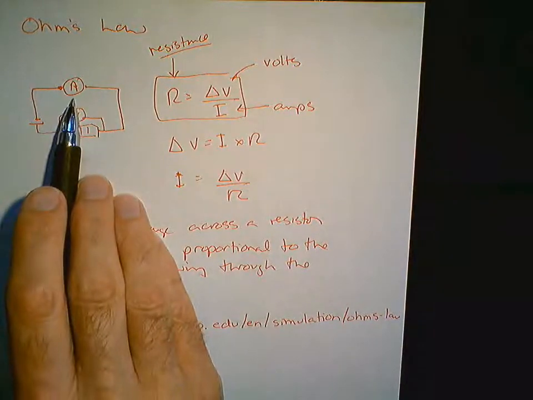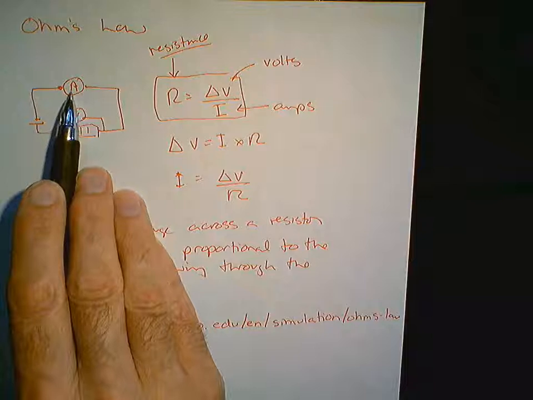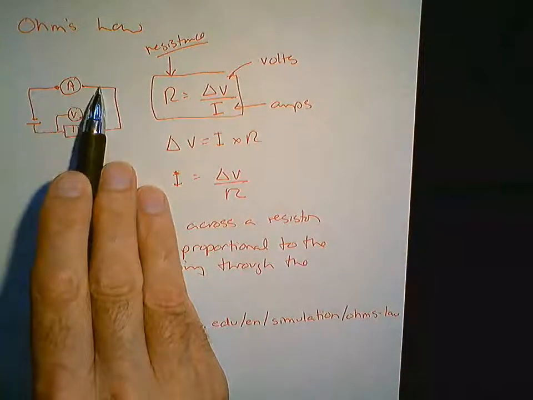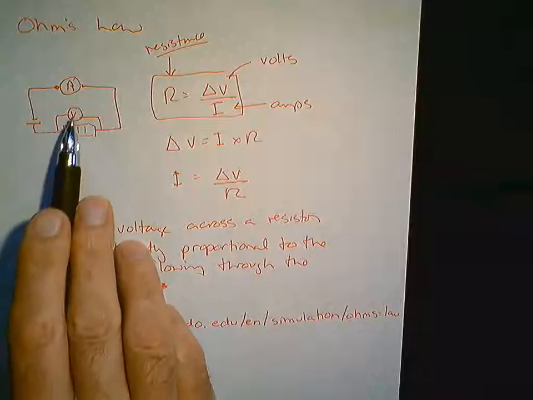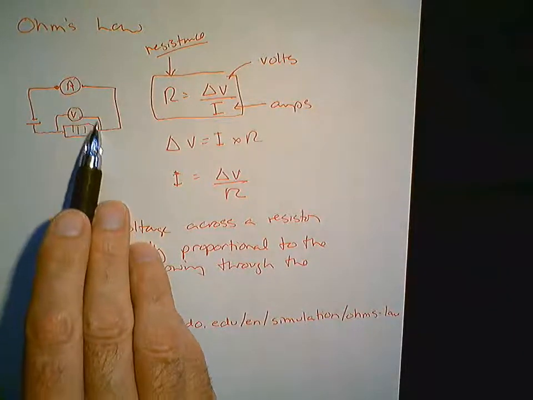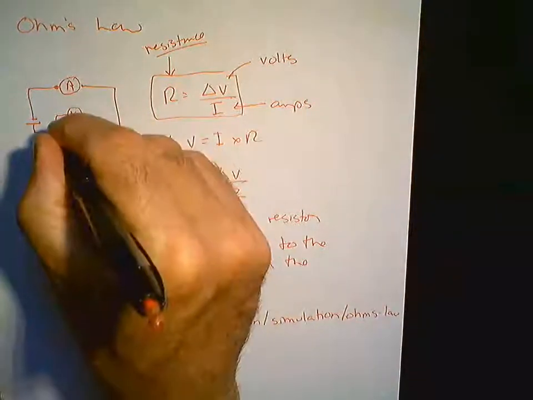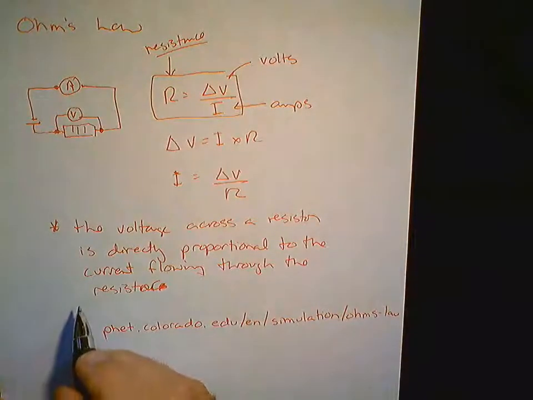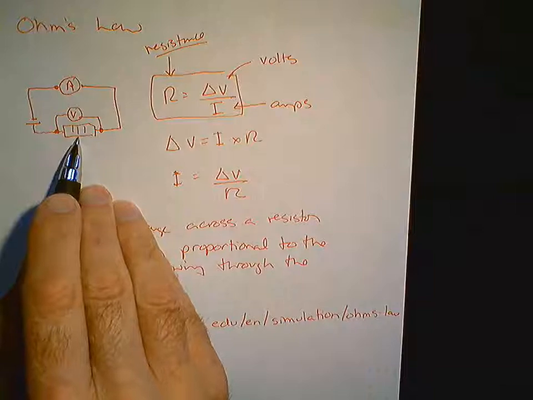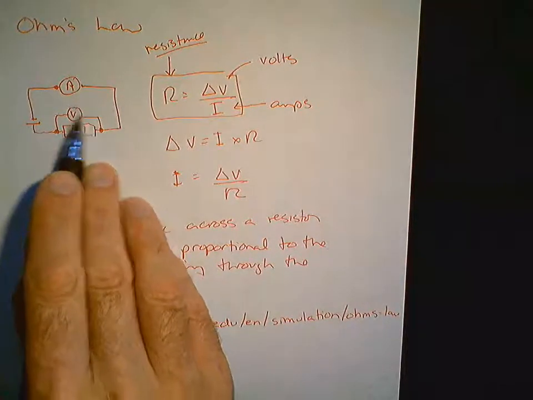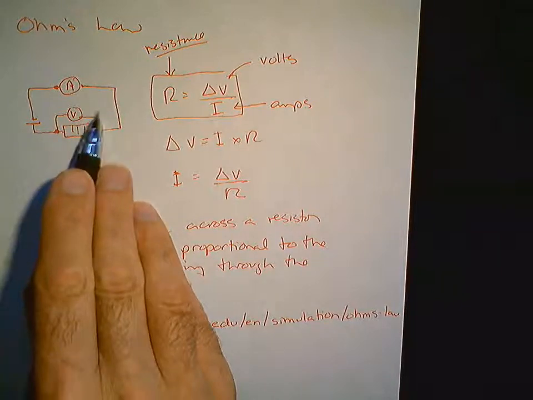I want to point out that if they have an ammeter, something that reads the amount of amps in a system, it's always in series. If we have a voltmeter, it's always in parallel around a load. So it's always hooked up to go around whatever that load is. In this case, our load is a resistor, but our load could be a light bulb. And we put wires going from the start to the finish.